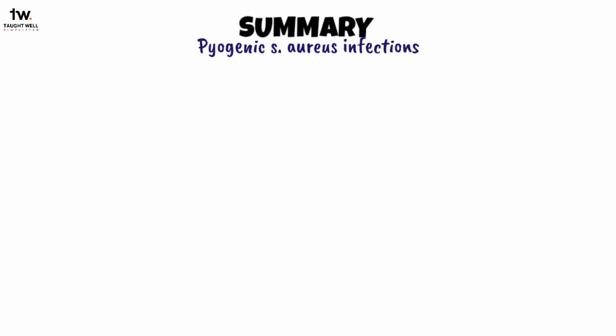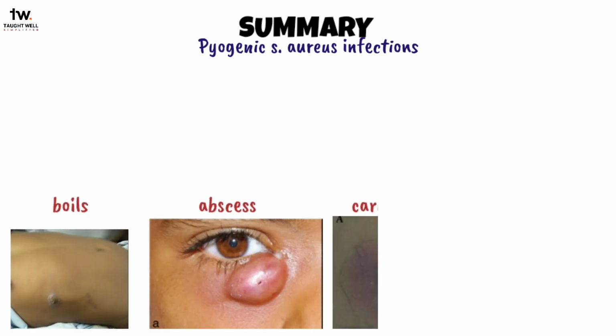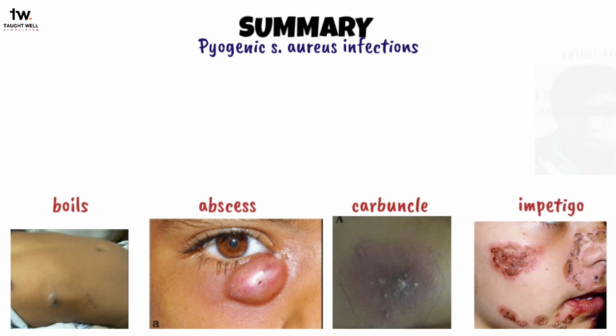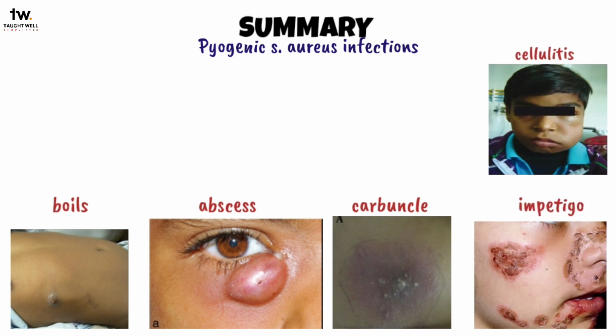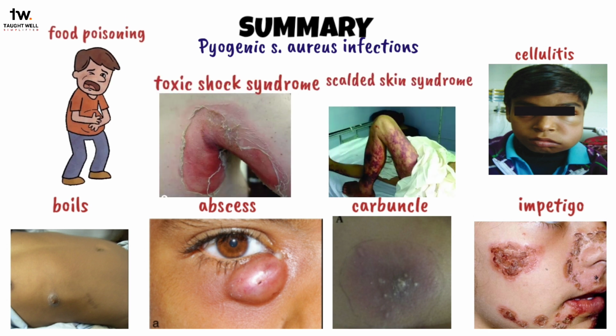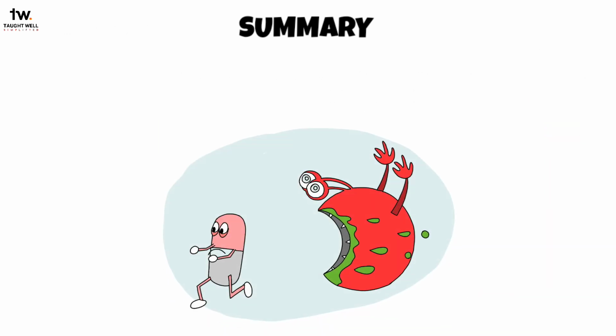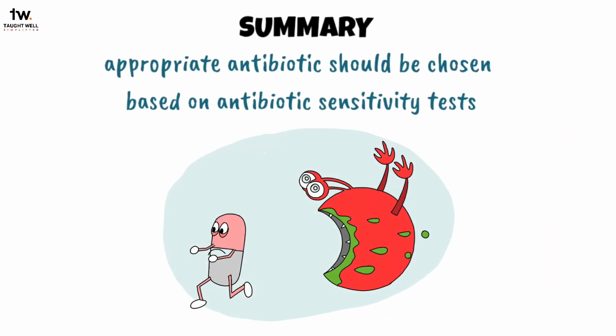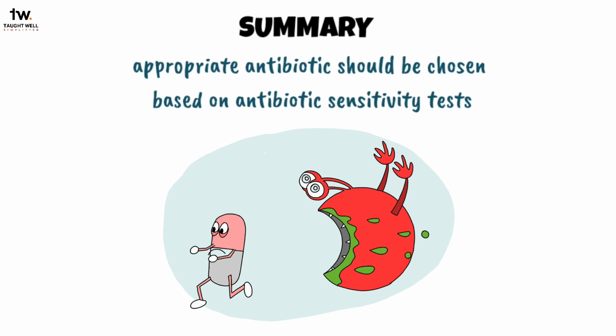A few common pyogenic Staphylococcus aureus infections are boils, abscess, carbuncle and impetigo. It can also cause cellulitis. It is also a common reason behind wound infection. The common toxin-mediated staphylococcal diseases are food poisoning, toxic shock syndrome, and scalded skin syndrome. As drug resistance is very common among staphylococci, the appropriate antibiotic should be chosen based on antibiotic sensitivity tests.